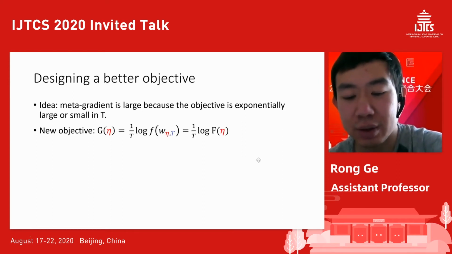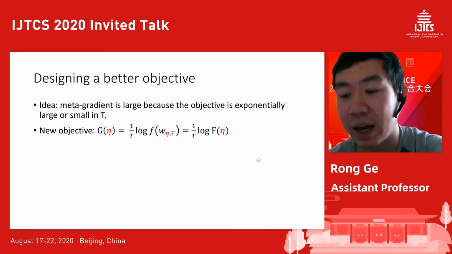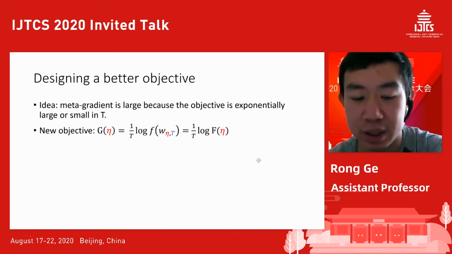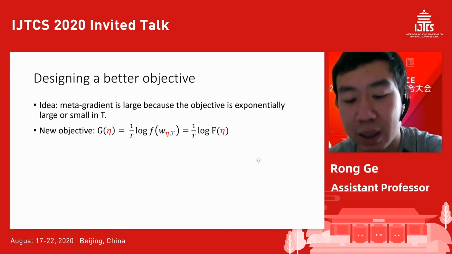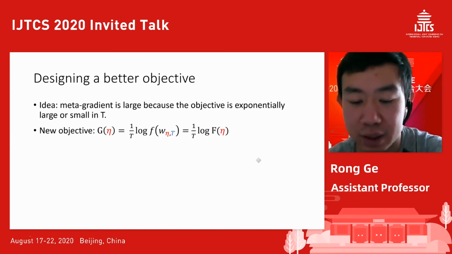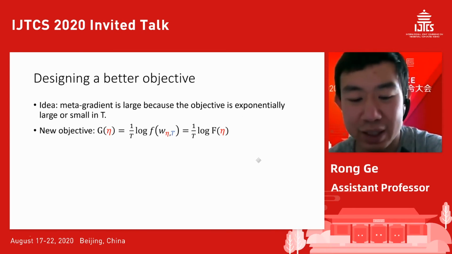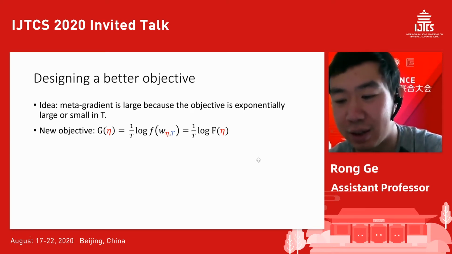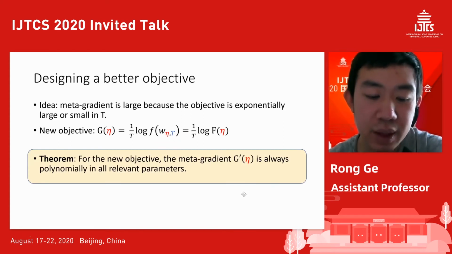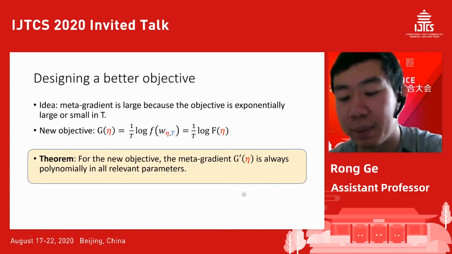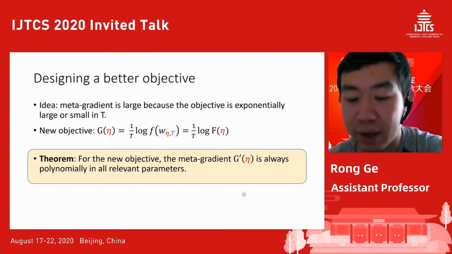So in order to solve this, we can try to make this range more reasonable by taking a log of the meta objective. So our new meta objective is going to be just 1/t times log of the original meta objective. This 1/t is just there for normalization. Whether you have that or not does not really change the result because it's just a polynomial factor. For the new objective, we can show that the meta gradient is always polynomial in all relevant parameters.